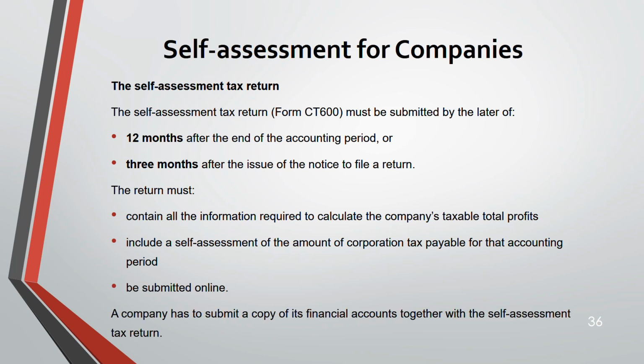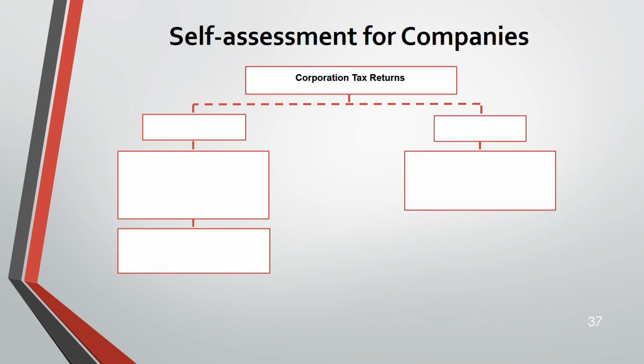A company has to submit a copy of its financial accounts together with the self-assessment tax return. Okay, both the financial accounts as well as the self-assessment tax return, because they might want to see your financial accounts to know whether your tax return is correct or not. Now, the corporation tax return due date is the later of 12 months after the end of the accounting period and 3 months after the issue of notice, and file online.